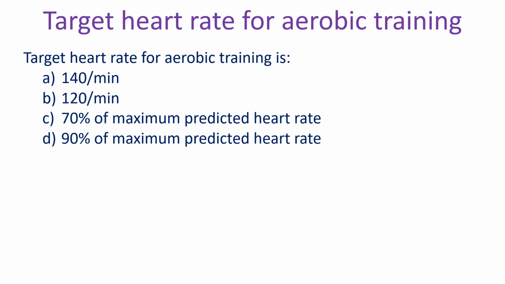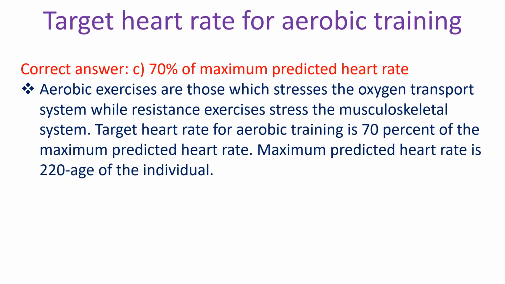Target heart rate for aerobic training is A. 140 per minute, B. 120 per minute, C. 70% of maximum predicted heart rate, D. 90% of maximum predicted heart rate. Correct answer C. 70% of maximum predicted heart rate.